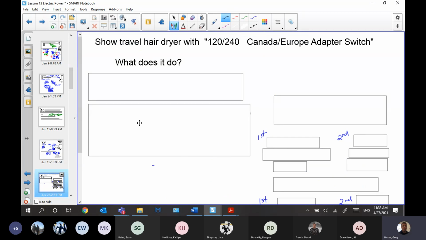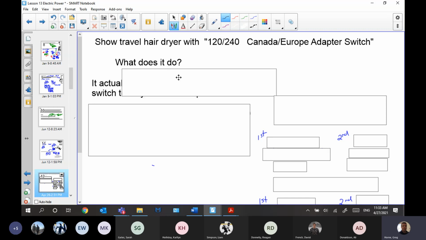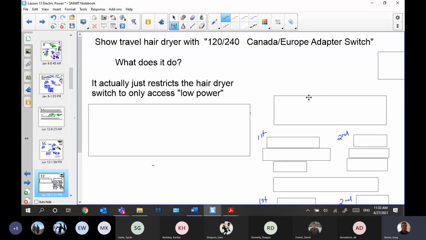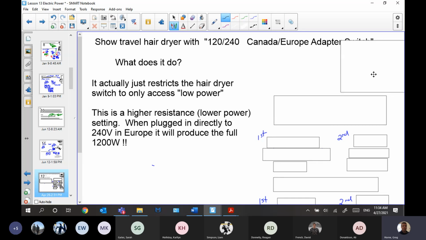All right. It's more fun to show this in person, but the hair dryer that I have in 124 has a little 120 240 switch. What does it do? It actually just restricts the hair dryer to only be able to access the low power setting. So when you flip it to 240, the high-low setting on the hair dryer doesn't work anymore. It's locked into low only. You can only access the low power, which makes sense because the low power setting in Canada is higher resistance, so that it lets less energy go through, right?